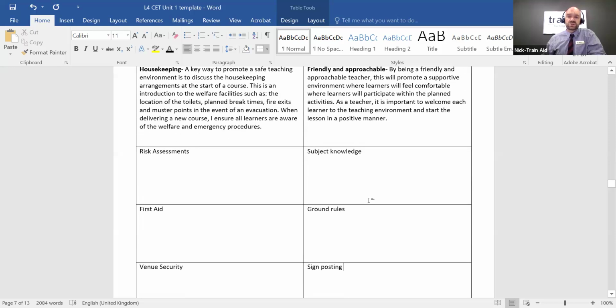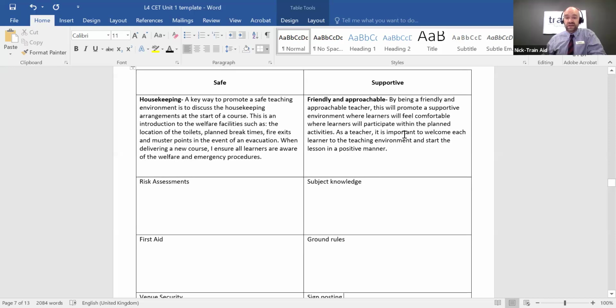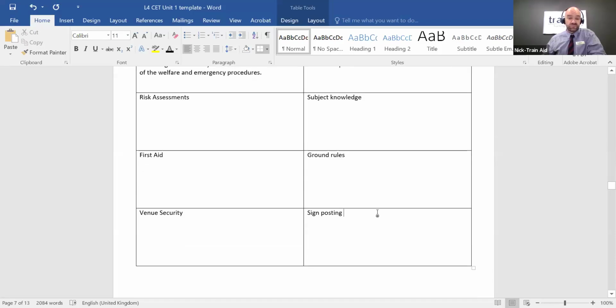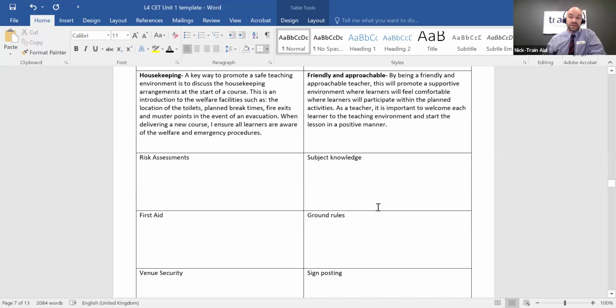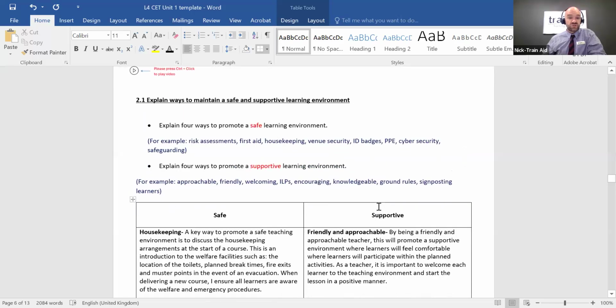That is my table. So once again, I would continue my answer with that level of detail. So a paragraph, you can include teaching examples as well. And yeah, that is that for question 2.1.